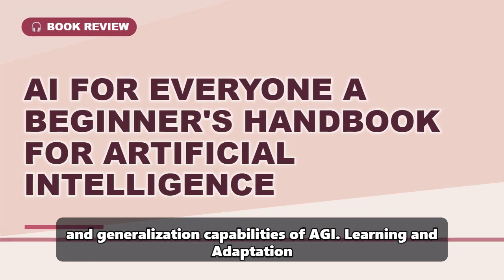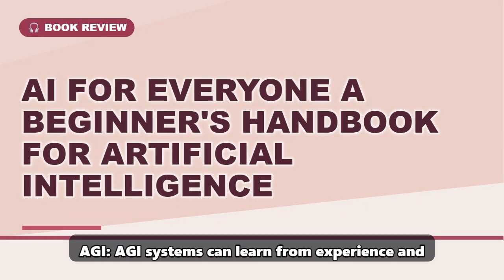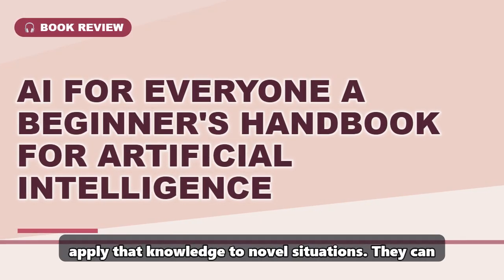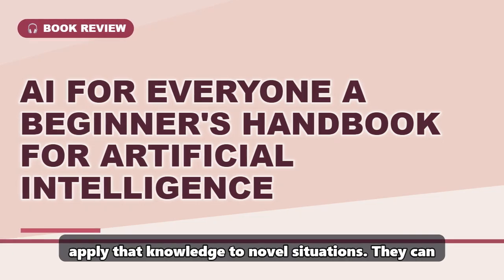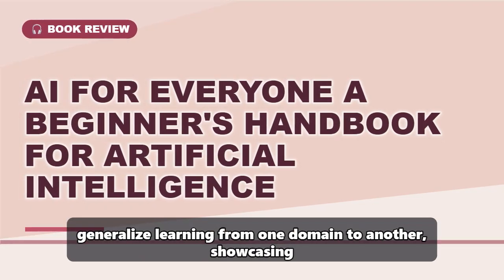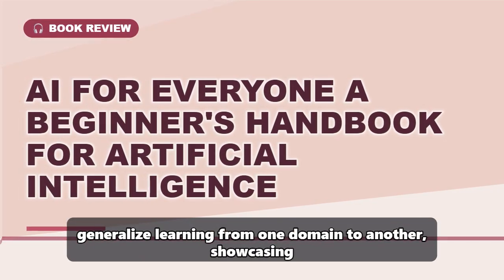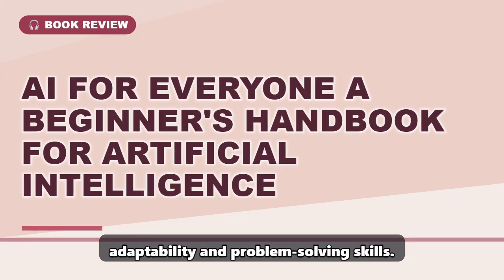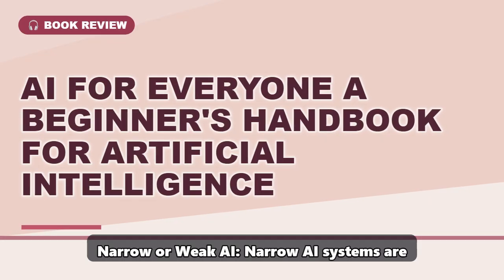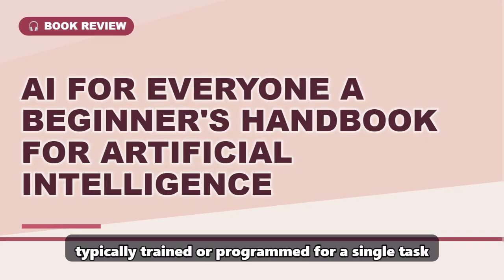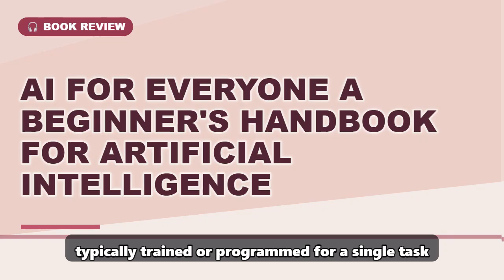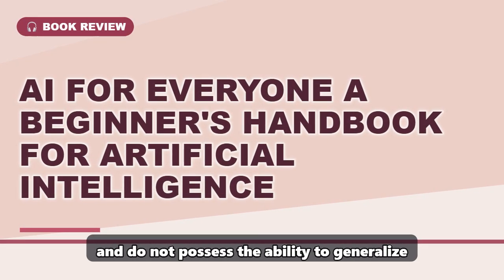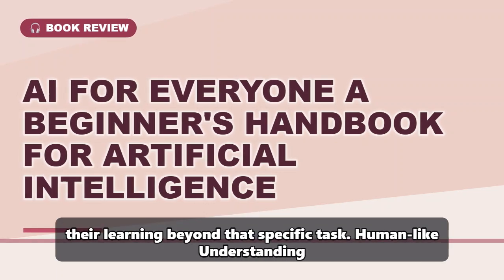Learning and adaptation. AGI systems can learn from experience and apply that knowledge to novel situations. They can generalize learning from one domain to another, showcasing adaptability and problem-solving skills. Narrow or weak AI: narrow AI systems are typically trained or programmed for a single task and do not possess the ability to generalize their learning beyond that specific task.